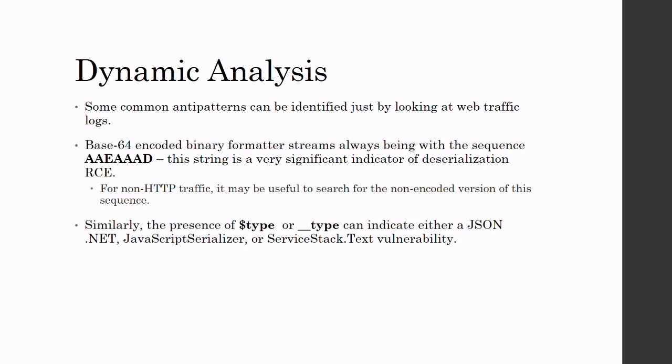Similarly, $type and __type can indicate cases where some other serialization API is being used in such a way that the type information is taken from the stream. That's going to be JavaScriptSerializer, JSON.NET, ServiceStack.Text. So that's another thing you can look for in web traffic logs or sometimes even in file data. And that's my presentation, if there are any questions.